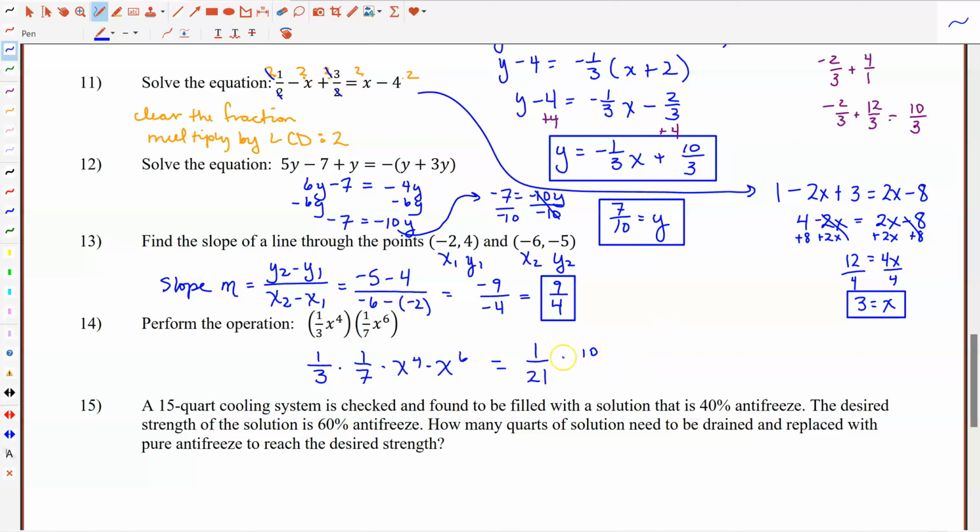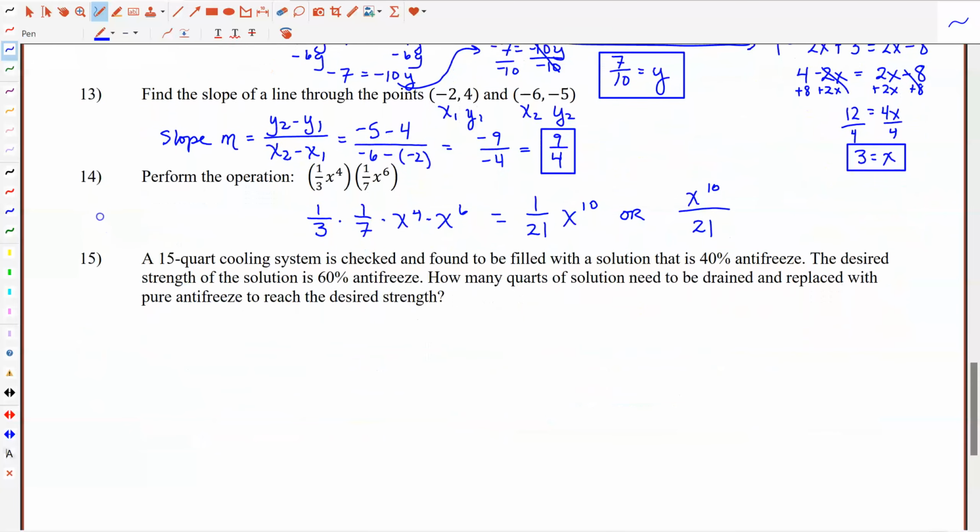writing x to the 10th off to the side. Or, if you want to be very specific, you could write it as x to the 10th divided by 21. Just to be super clear that that x to the 10th actually lives in the numerator of the structure and not the denominator. Either one would be okay.